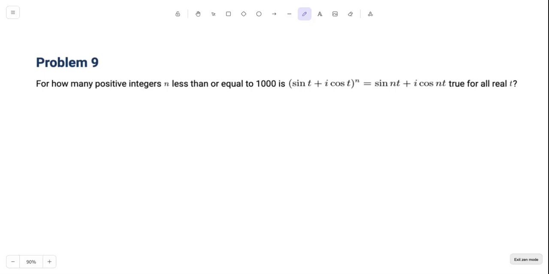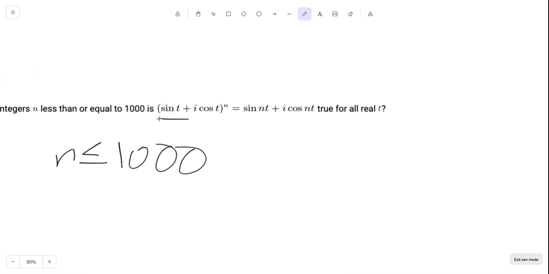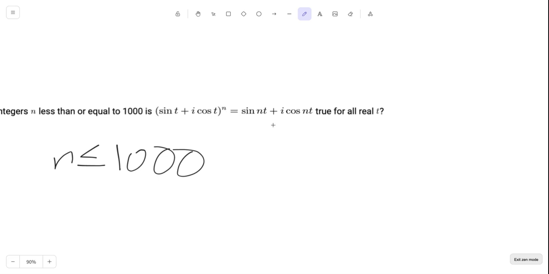Today I'm going to go over the 2005 AIME II number 9. For how many positive integers n less than or equal to 1000 is (sin t + i cos t)^n equal to sin(nt) + i cos(nt), true for all real t?